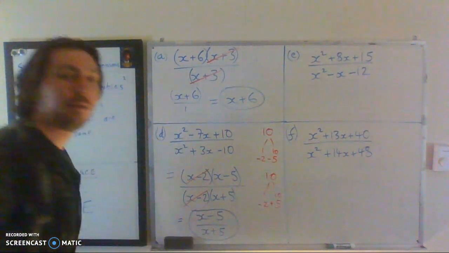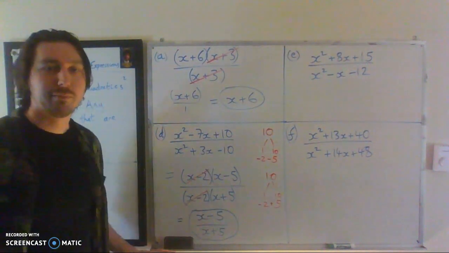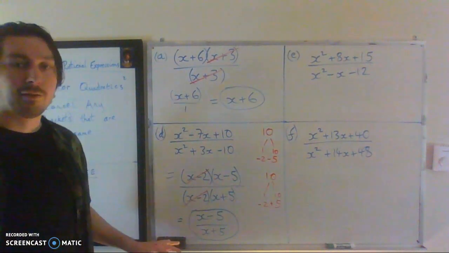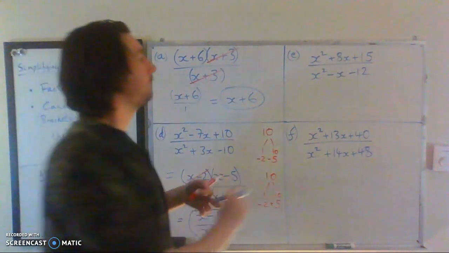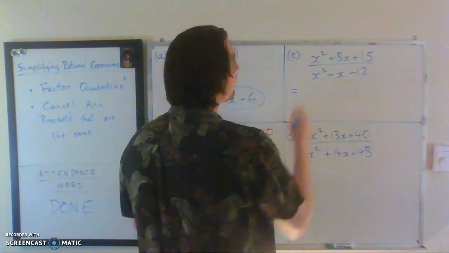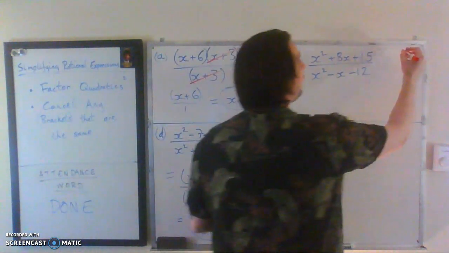Now that I've just got one bracket left on top, I can get rid of the brackets really, or you can keep them, it doesn't matter. But that will be your final answer. Let's try a couple more so that you can try and remember how to do these. X squared plus 8x plus 15. So let's think about 15.